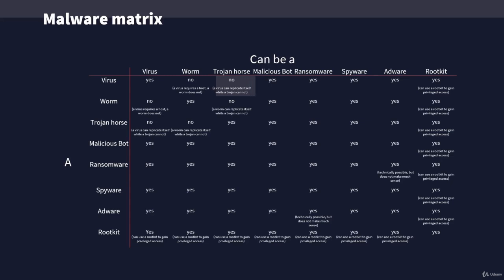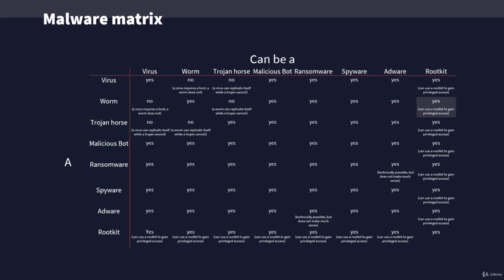Besides that, a virus can be a malicious bot, ransomware, spyware, adware, and finally, can use a rootkit to gain privileged access and/or conceal itself. Next, let's have a look at the computer worm. As we discussed, it cannot be a virus. Also, a worm cannot be a Trojan horse, because a worm can self-replicate while a Trojan cannot. Again, besides that, a worm can be any other type of malware, such as a bot, ransomware, spyware, adware, and similarly to the virus, it can use a rootkit to gain privileged access.